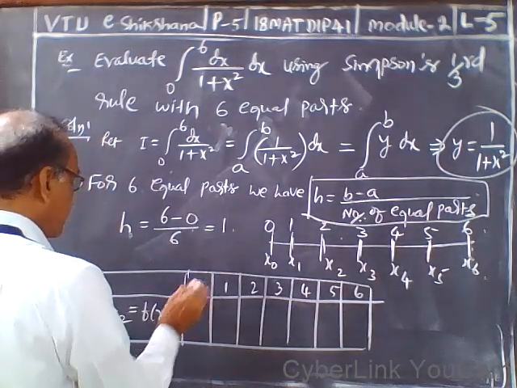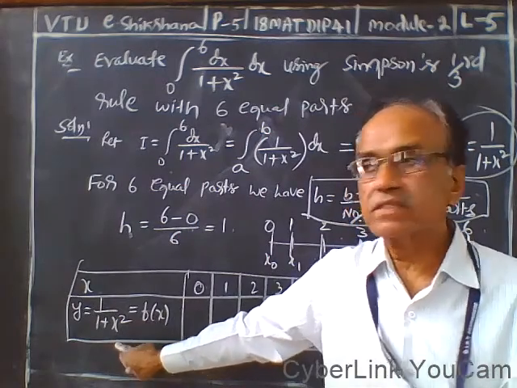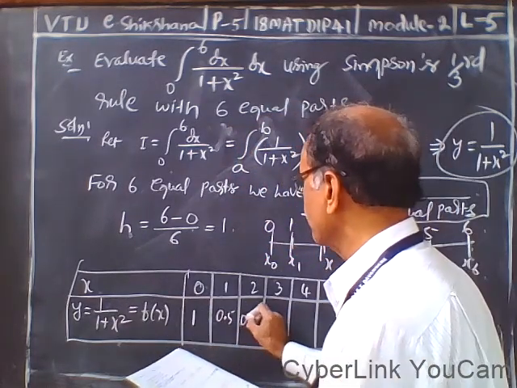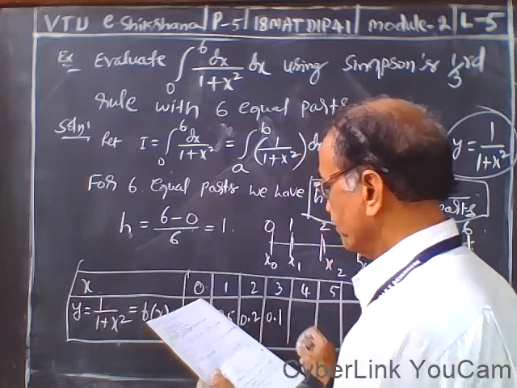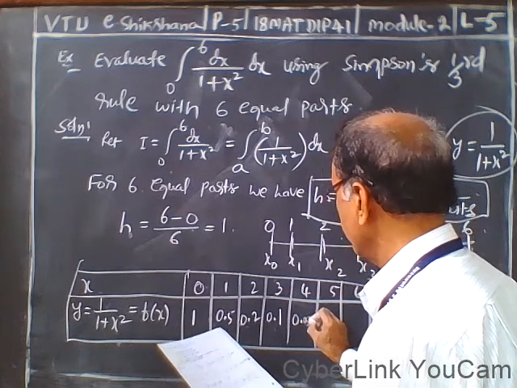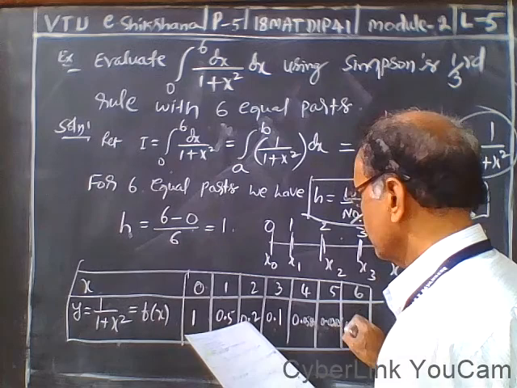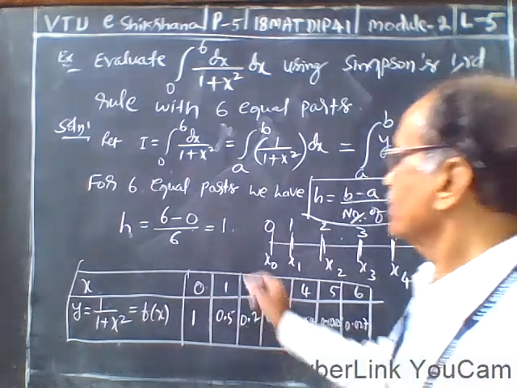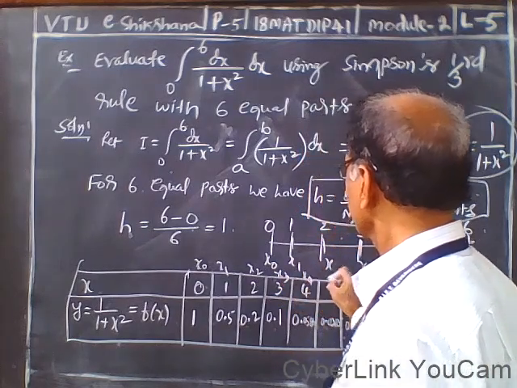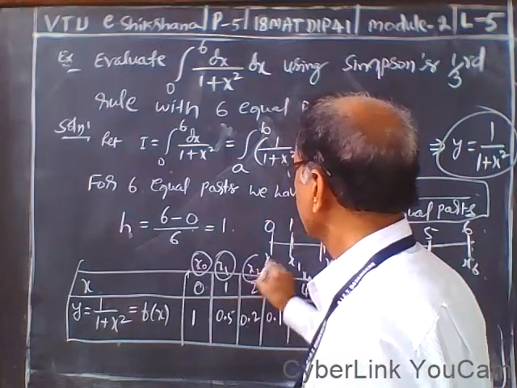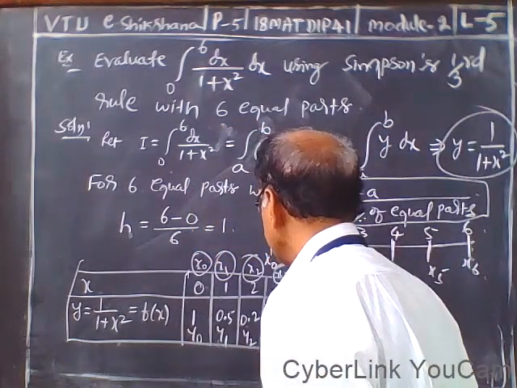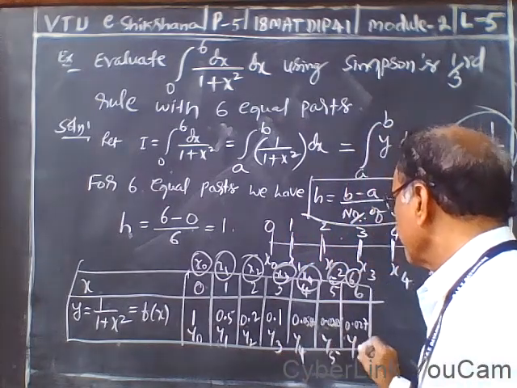What is that? At 0. So, x equal to 0 means here 1 divided by 1 plus 0, so 1 divided by 1 plus 0 is 1. Next is 0.5. You verify from this. 0.1. So, for 3, then 0.0385, 0.0287. So, these are the values. What are these values in the first column? That is x0, x1, x2, x3, x4, x5 and then x6. These are the given values and the corresponding values you are going to represent as y0, y1, y2, y3, y4, y5 and then y6.